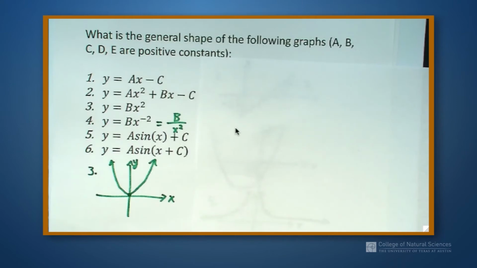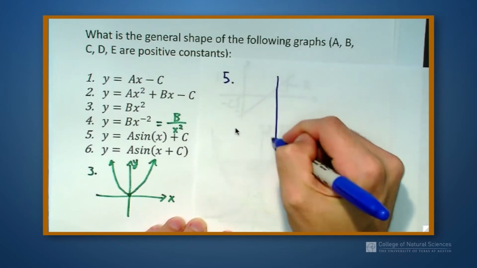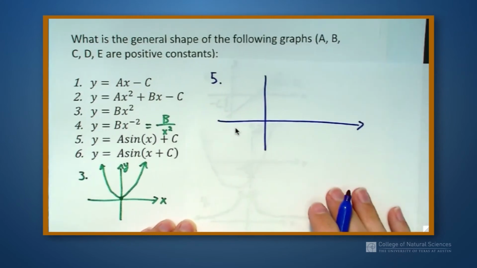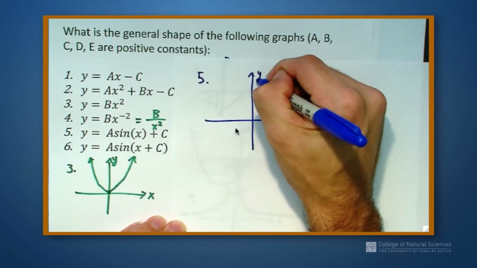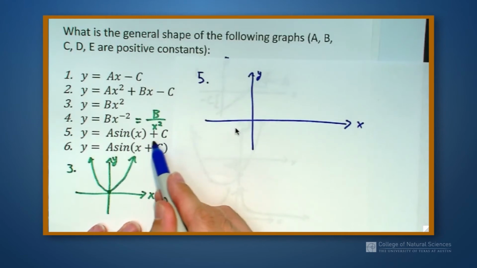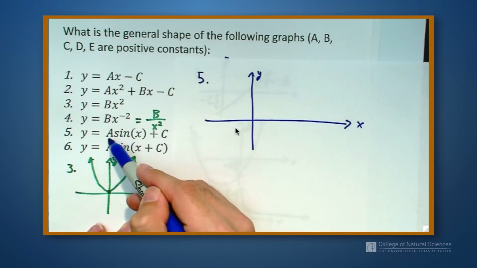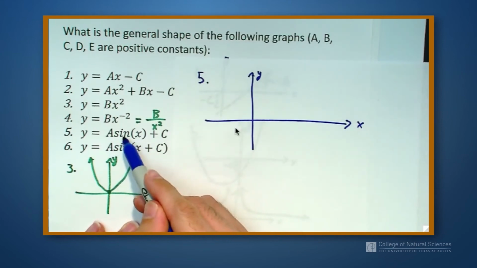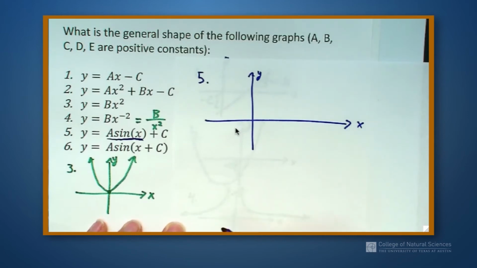So let's do these in blue. Five is x and y. Five says we have a sine of x plus c. Well, this plus c part right here, I know I have some sine function that varies up and down. It's multiplied by some value a. So sine is going to go between the numbers of 1 and -1. So this value right here is going to go between positive a and negative a.